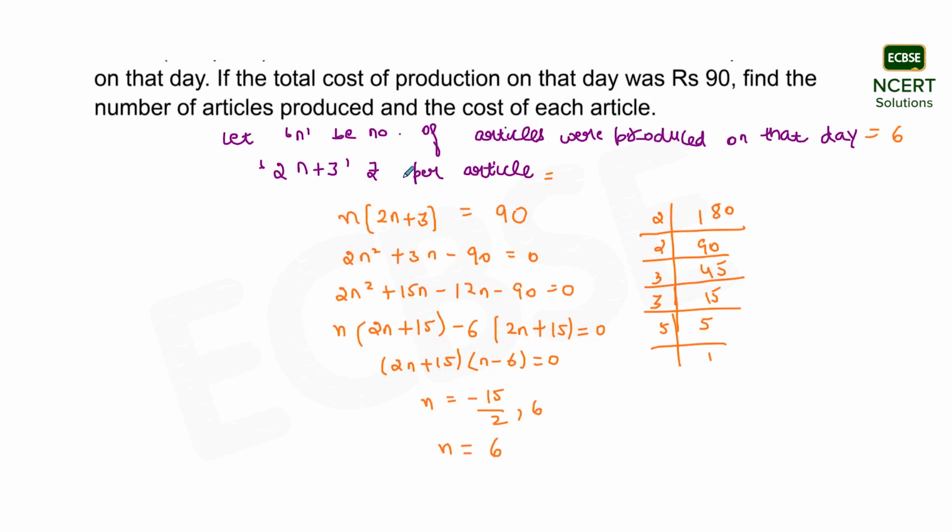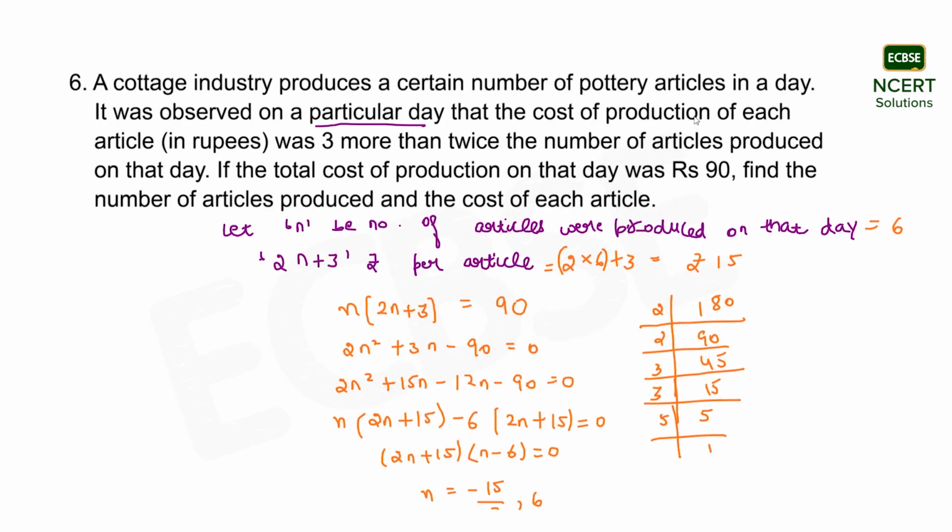And the cost of production per article can be obtained by substituting the value of n in 2n plus 3. So it will be 2 into 6 plus 3, which comes out to be equal to rupees 15. This means on that very day, 6 was the number of articles and the cost per article was rupees 15, which was asked in the question. So this was about the sixth question of exercise 4.2. I hope this question is clear to all of you.